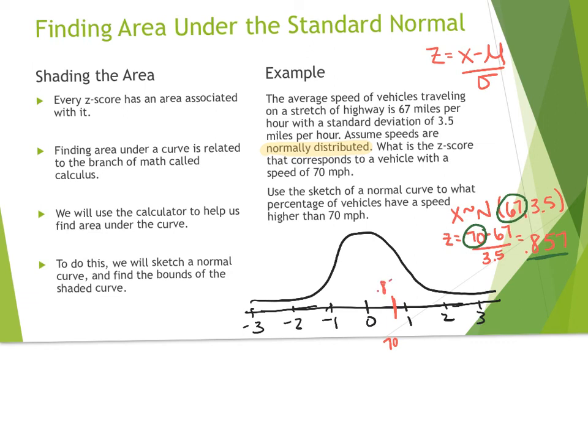It's 0.857. The next part says use the sketch of a normal curve to find what percentage of vehicles have a speed higher than that. So if we're going to graph this, we would draw this, and then we're going to shade this. They want to know higher. Higher means if you want to go higher, you have to go to the right of this curve. So you would shade this curve to the right, and you want to find this area here. Well, in the next set of videos I'm going to show you how to find this area using your calculator. Because what you have to do now is integrate from this 0.857 all the way up to this value up here.